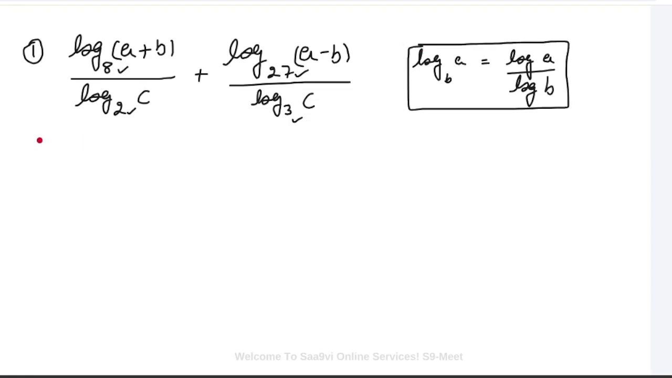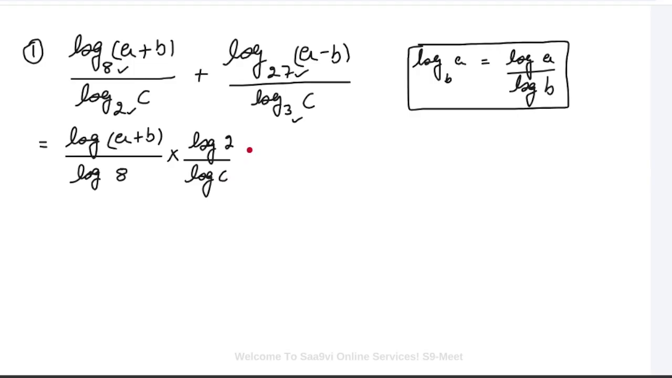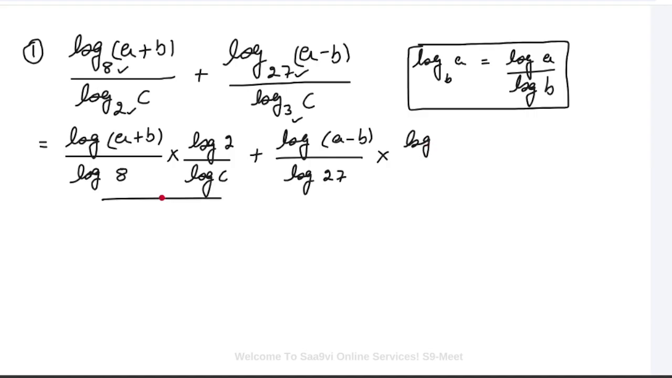So we can write this as log of (A plus B) divided by log 8, multiplied by log 2 by log C, because log C by log 2 means I can multiply log 2 by log C, plus, again using the base change formula, log of (A minus B) divided by log 27, multiplied by log 3 divided by log C, just like the first term.